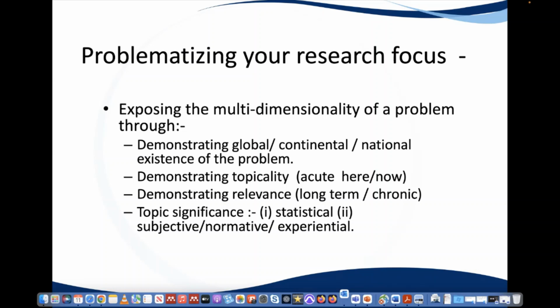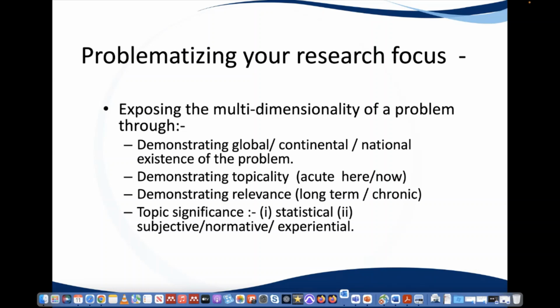So essentially what we're saying is that if you want a topic to stand out and people to believe that it's worthy, you must demonstrate to the reader either that it's got global, continental, national existence, or that it's topical, or that it's relevant, or that the nature of the topic or the area is so traumatizing and so problematic for humanity that it needs to be understood and researched. If your research problem that you've chosen has got any of these markers, then you've got an excellent opportunity to really have a worthy problem.